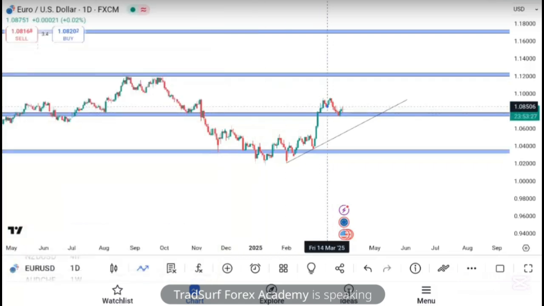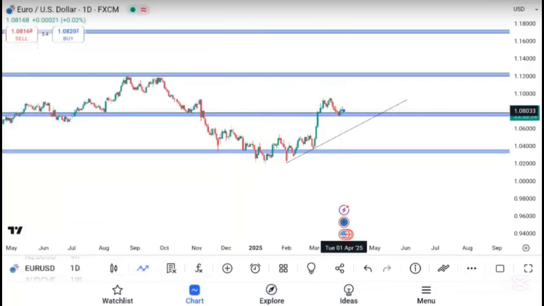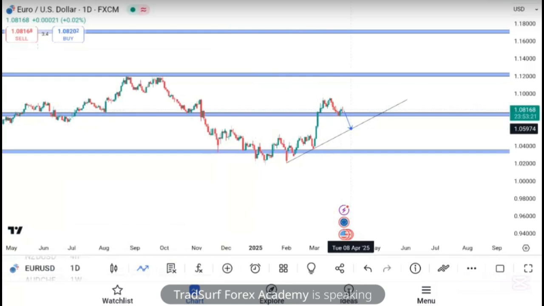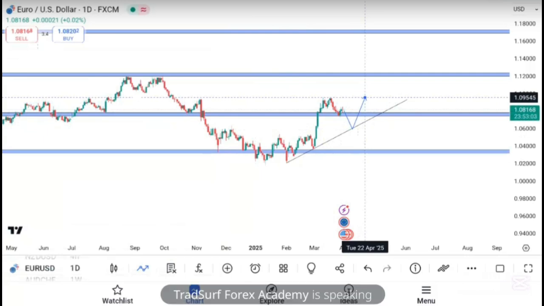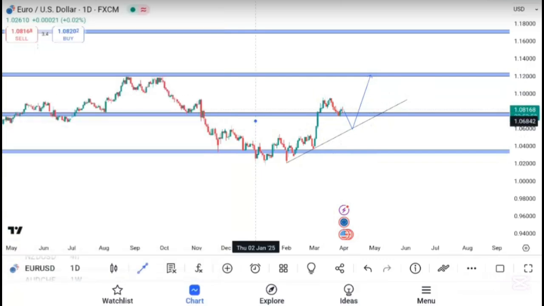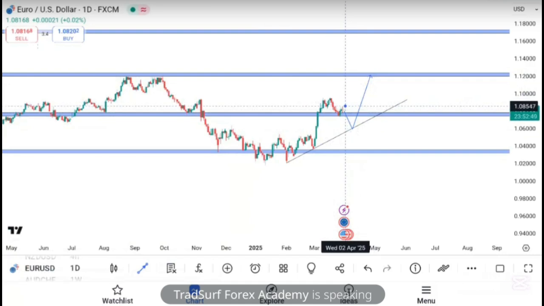I want price to come into this trend line first. Once price comes here and gives me a bullish confirmation entry, and I enter here for a buy, this will be my first target, but this is my overall target. So now I know this is my overall target. Jumping in here will be risky.